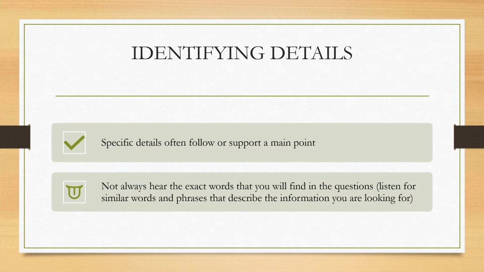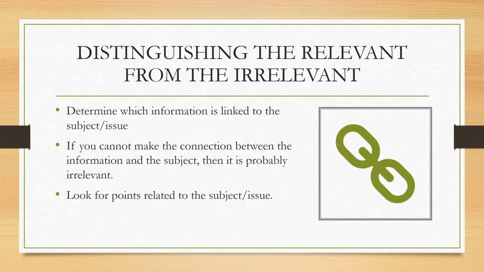Next, when you listen, you have to train yourself to be able to identify details. Now, the details often follow or support a main point, but you have to always remember that you are not always going to hear the exact words that you are going to find in the questions. So listen for similar words and phrases that would describe the information you are looking for. That is why you have got to read a lot, because you need to increase your vocabulary. And of course, the ability to be able to distinguish the relevant from the irrelevant information.